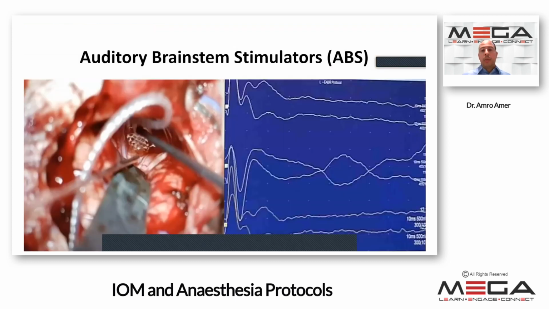Another is auditory brainstem stimulation. Usually we do that for NF2 patients. We do that to stimulate. So these patients have bilateral hearing loss. We stimulate the brainstem, and we look exactly for the cochlear nucleus, and we stimulate that nucleus, and hopefully we're looking for partial recovery of hearing.